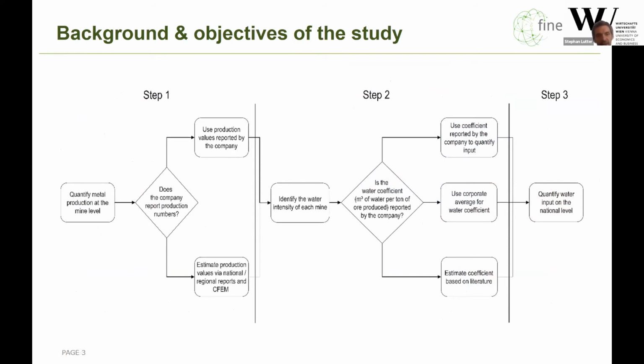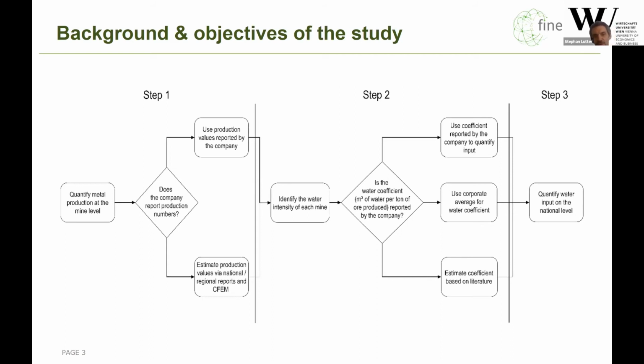We start with quantifying metal production at the mine level. This is already quite a challenge, as we've heard also from Sebastian. So the first question we ask is, for the mines at focus, and I've forgotten to mention that we are looking at 100 mines here, more or less, the large majority are iron ore mines, do the companies running these mines report production numbers? If yes, then great, because that's the primary source. If not, we estimate these production values via national and regional reports and via a specific data source on the taxes paid by the different companies for mining in Brazil, which was quite a good data source, actually.